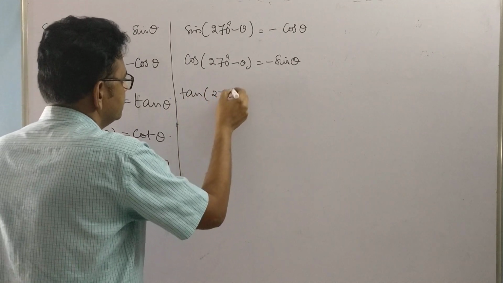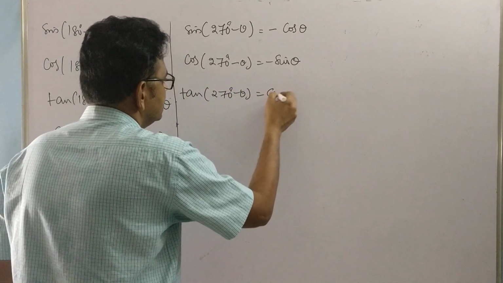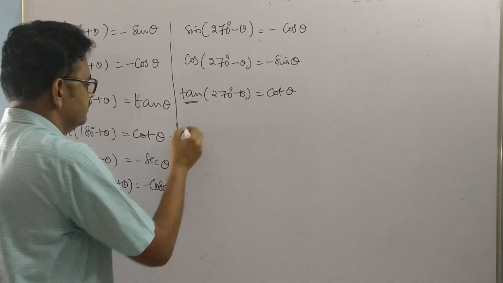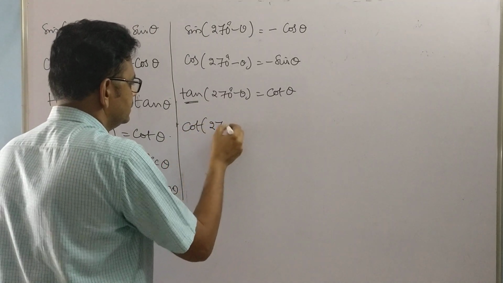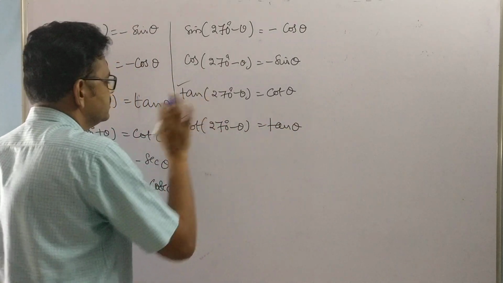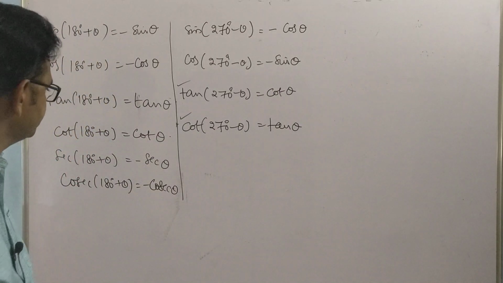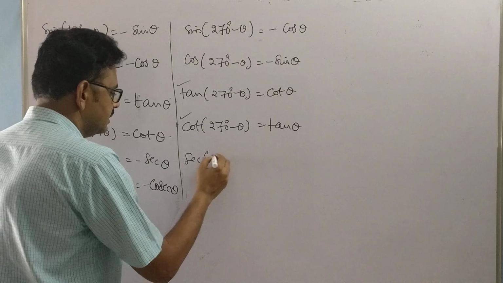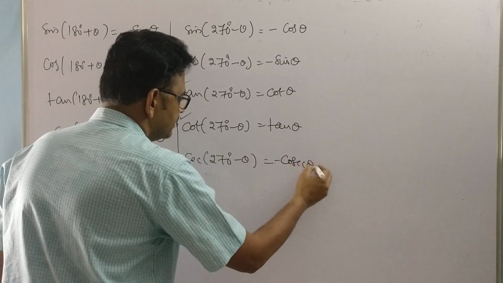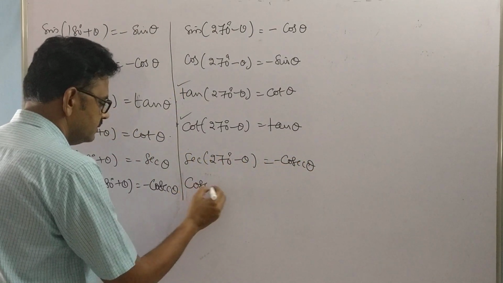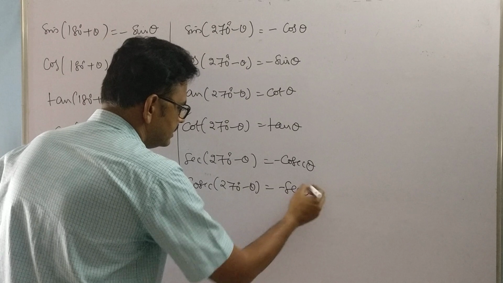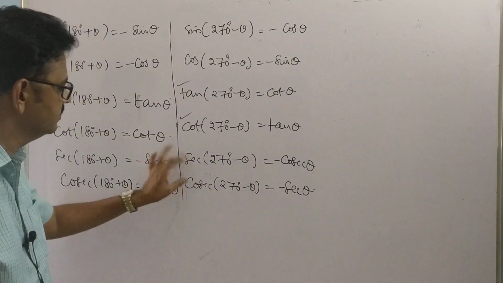Tan of 270 degrees minus theta is equal to cot theta, because in the third quadrant tan is positive. And cot of 270 degrees minus theta is equal to tan theta. This is also positive, these two are positive in the third quadrant. Secant of 270 degrees minus theta is equal to minus cosecant theta, because it is negative. And cosecant of 270 degrees minus theta is equal to minus secant theta, because these are negative in the third quadrant.